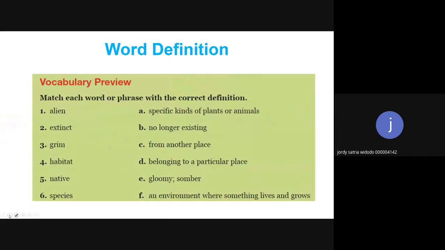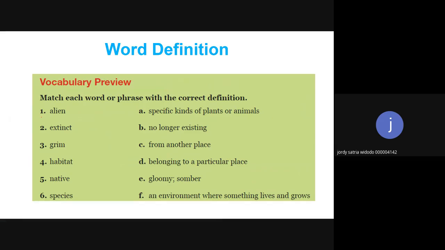Let's see. Here we are going to the word definition activity. I have provided you with the six words and also the six definitions. So what we need to do is to match the word with the definition. Okay, let's see the first one.